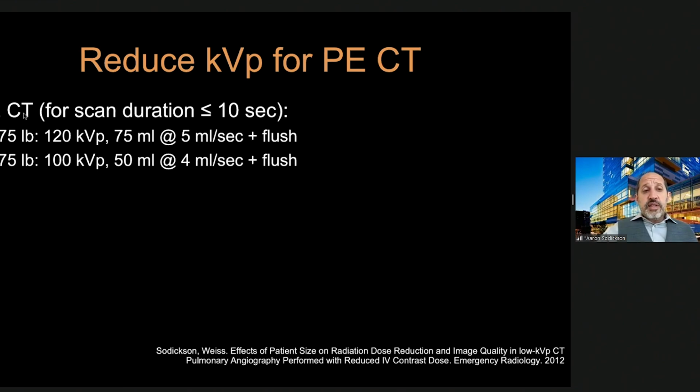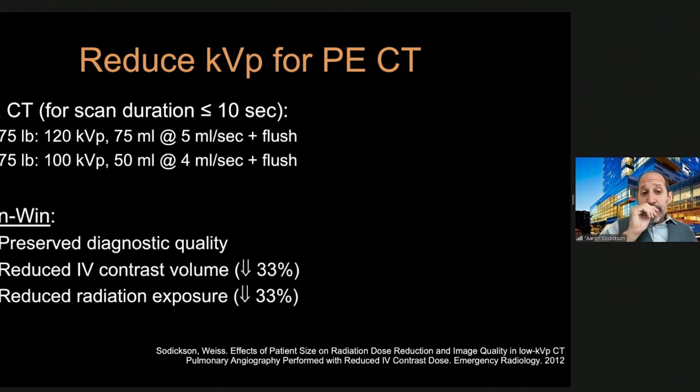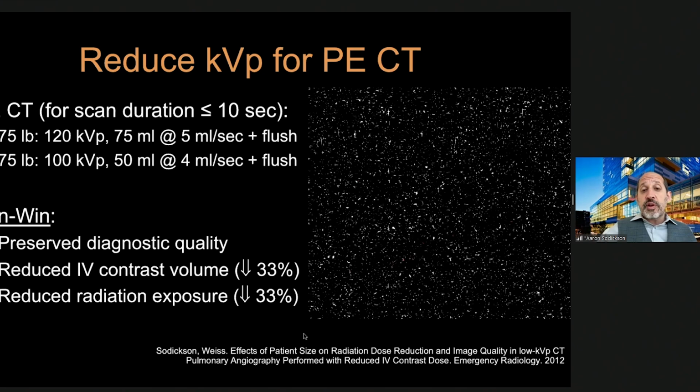For patients less than this arbitrarily selected 175 pounds, we scanned them at 100 kV, 50 ml at 4 ml per second. And this was a great protocol, preserved diagnostic quality while reducing IV contrast volume by a third, down from 75 to 50, and reducing radiation exposure by a third as well.